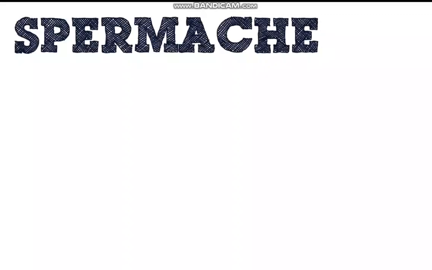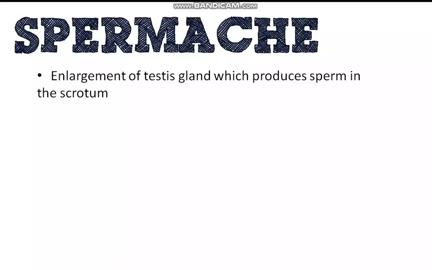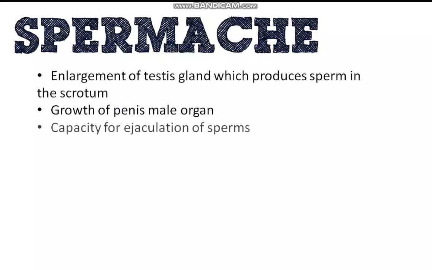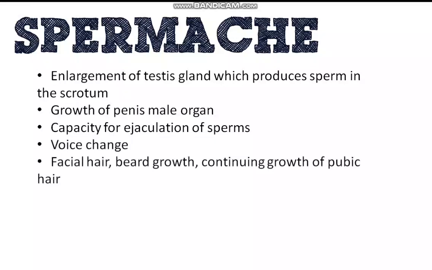In the male, testosterone stimulates male characteristics comprising spermarche, enlargement of the testis, which produces sperm in the scrotum, growth of the penis, the male organ, capacity for ejaculation of sperm, facial hair and beard growth, continuing growth of pubic hair, and lowering of the voice, which occurs late in puberty.